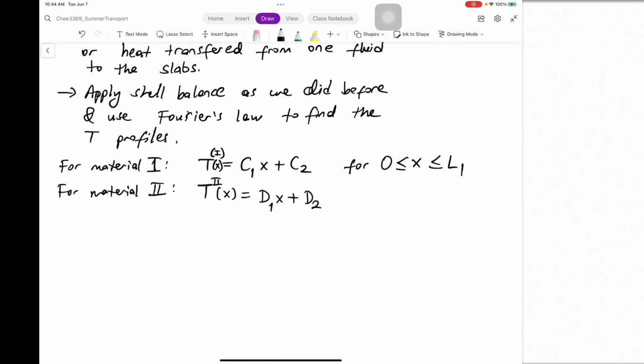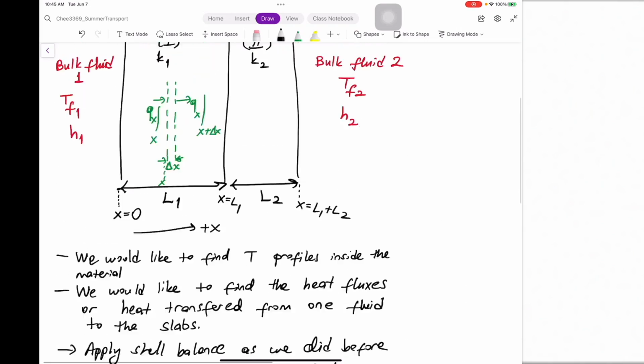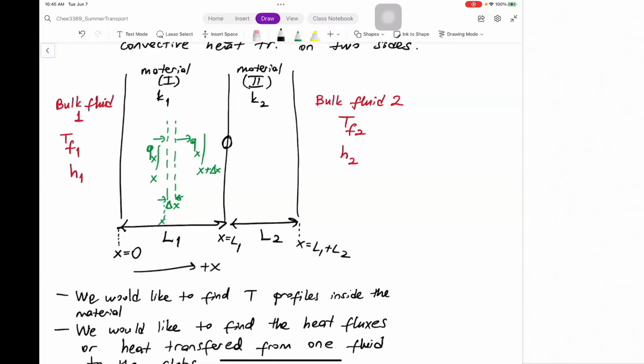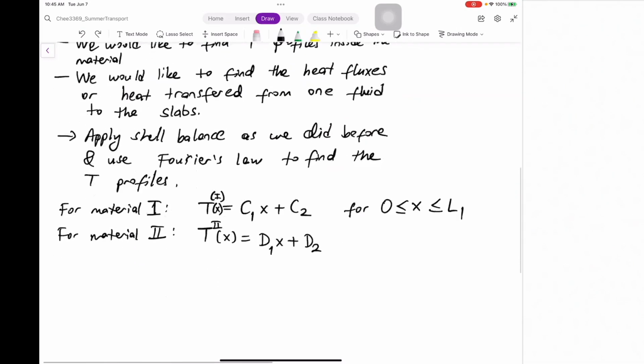I'm going to have the same equation, but I might have different constants because my boundary conditions are different. I might have different temperatures at these two points as opposed to at those two points. So your constants can come out different, but they're both going to be linear functions, although they might be different functions, for L1 less than or equal to x less than or equal to L1 plus L2. Any questions so far? Okay, good.